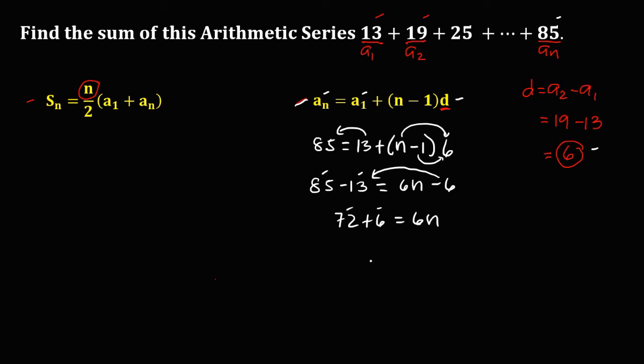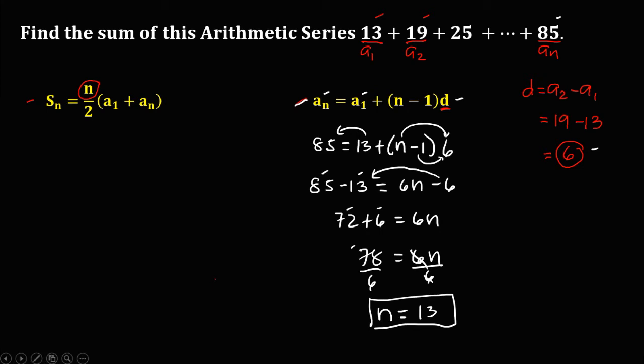Then 72 plus 6, that's 78, equals 6n. To solve for n, divide both sides by 6. Therefore, n is equal to 78 divided by 6, that's 13. So this series has 13 terms. This time we can now solve the sum of this arithmetic series from this formula.